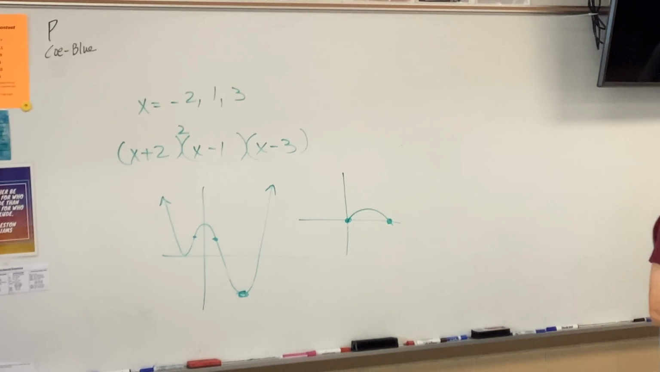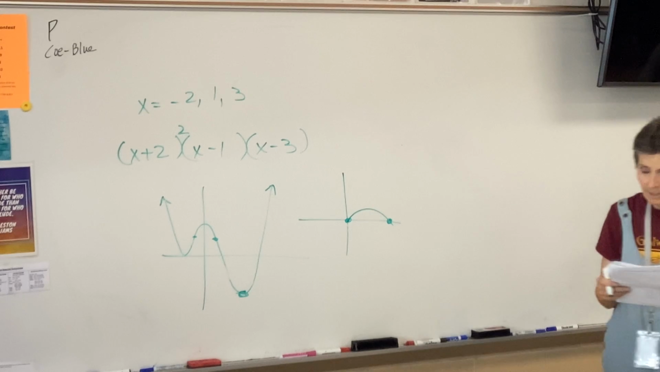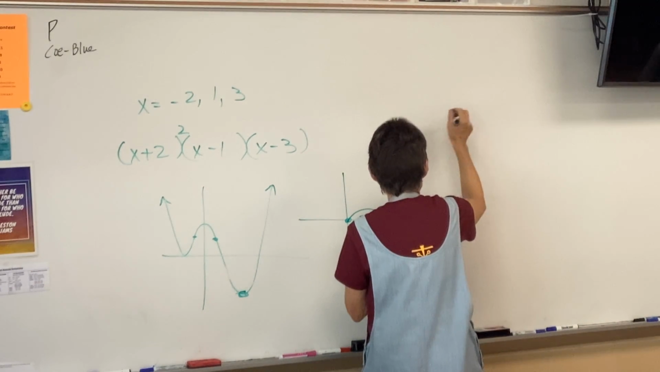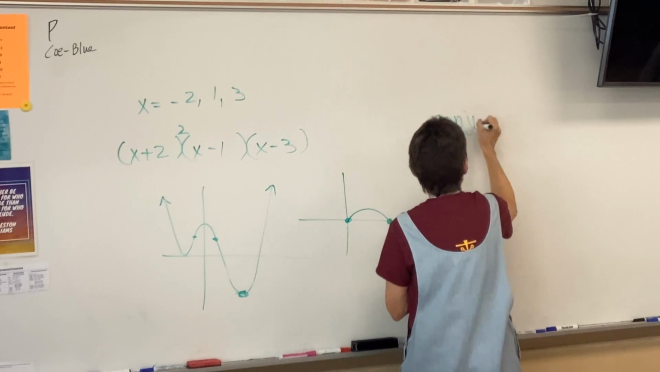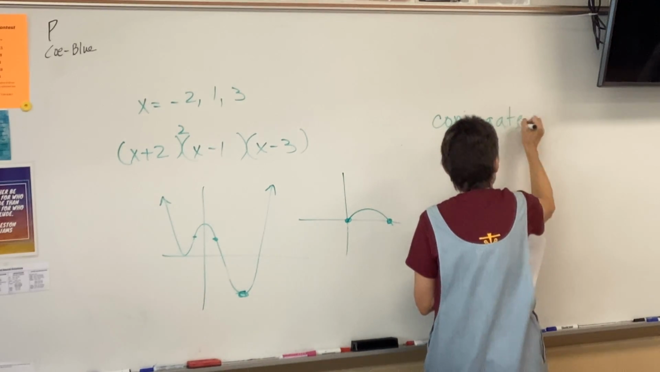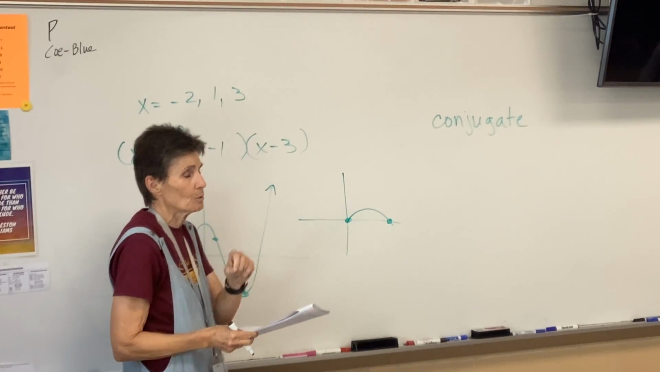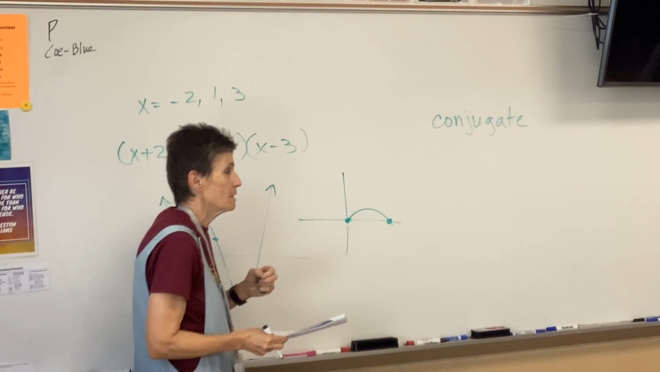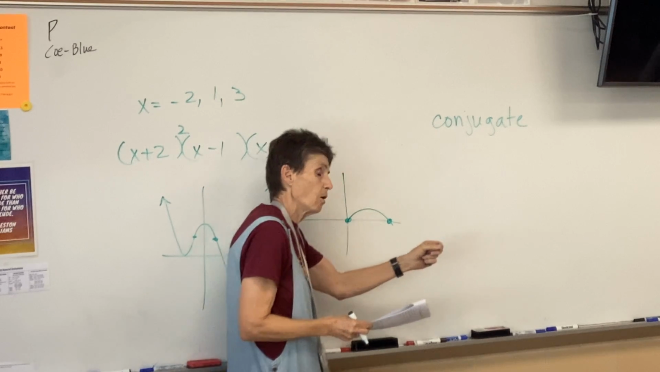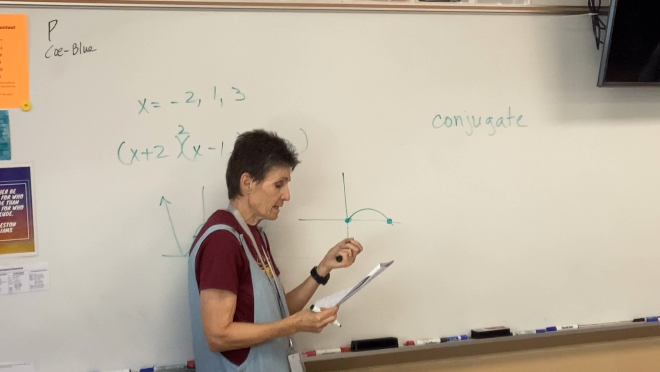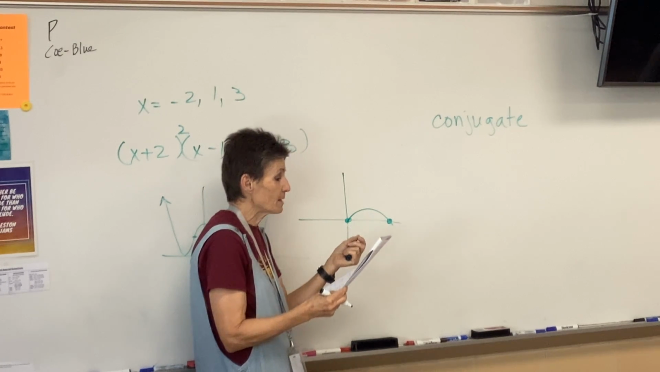All right, next page. Key understanding. All imaginary roots come in pairs. If a plus bi is a root, then so is a minus bi. That is called the conjugate. Anytime you have a complex root, an imaginary root, you will have its conjugate also. So, let's practice finding conjugates, and then we'll see where we go from there.